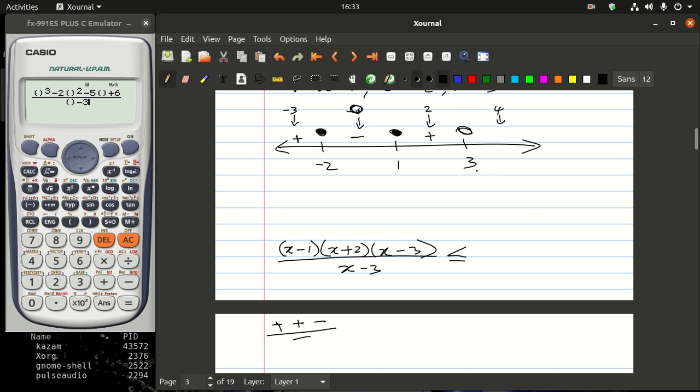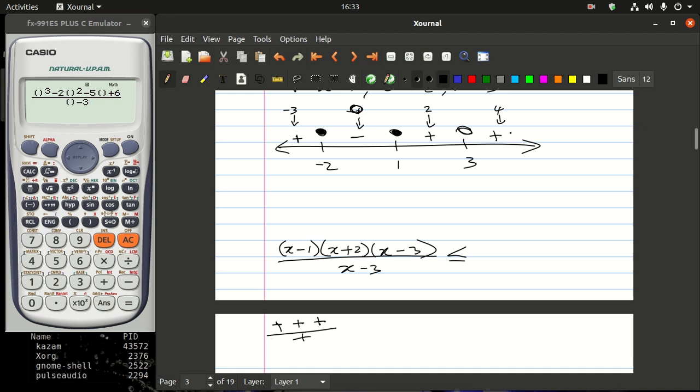Now, what happens at 3? Remember that we have this 3 because there is a possibility of a change in sign. That is why we usually have this. Now, if I pick a 4 and plug it here, what will I get? A 3, which is positive. 4 plus 2 is a 6, which is positive. 4 minus 1 minus 3 is a 1, which is positive. And here we're going to get a positive. So in this particular region, you get a positive answer.